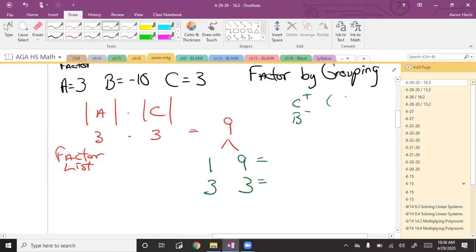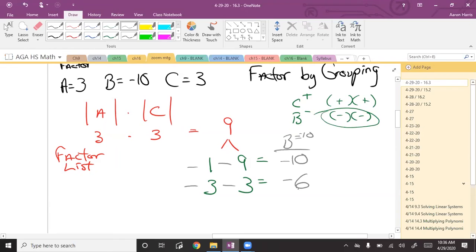So remember, if C is positive, I'm either going to have a positive, positive, or negative, negative. So since B is negative, which one are we going to use? The bottom one, negative, negative. So both of these are going to be negative. And I want them to equal B, which is negative 10. Negative 1 minus 9 is what? Negative 10. Negative 3, negative 3? Negative 6. Which one works? The first one.